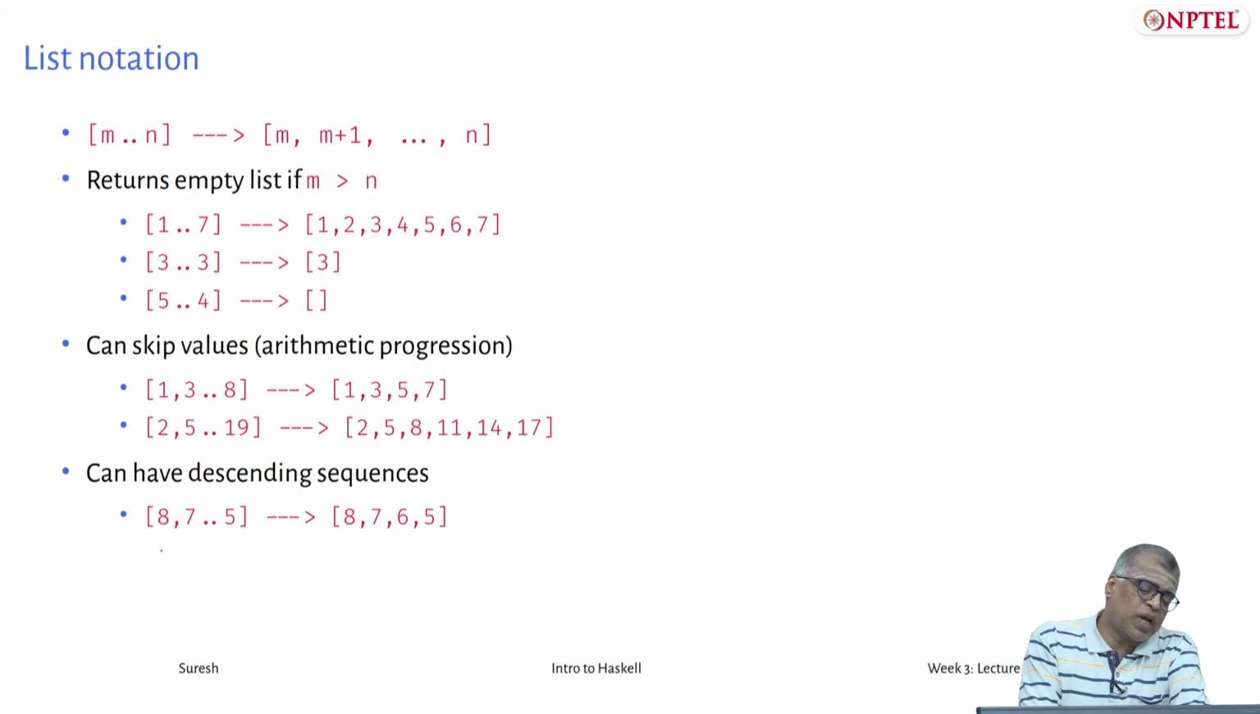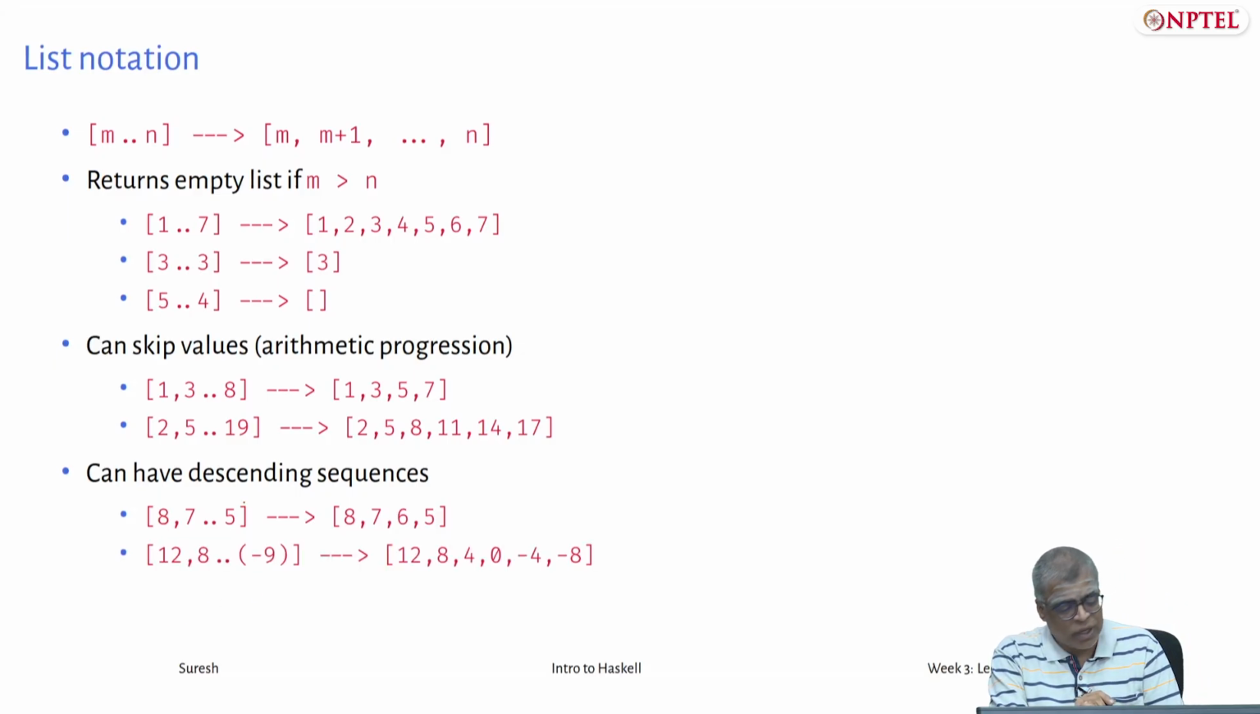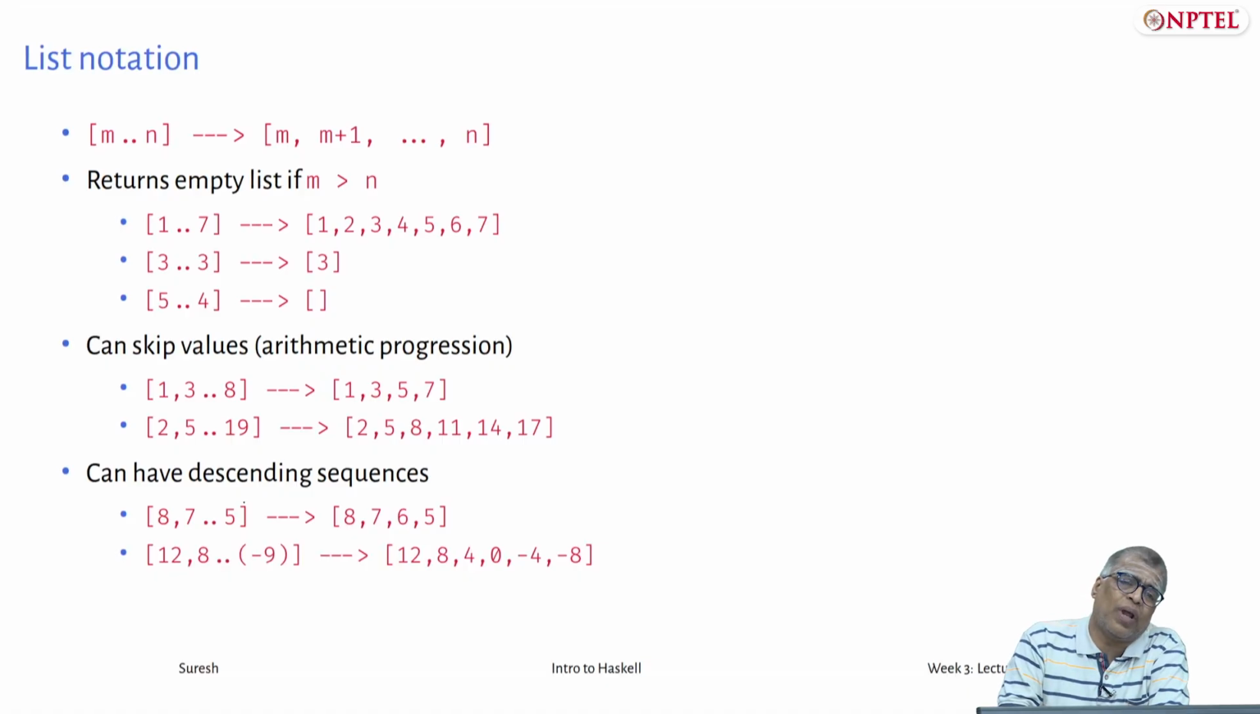Here is another sequence, 8, 7 dot dot 5 will give you 8, 7, 6, 5. That is just a descending sequence, but I could also do something like 12, 8 dot dot minus 9. Here I am decreasing the number 4 each time. So I will get 12, 8, 4, 0, then decrease 4 from that, that is minus 4, minus 8. The next element would be minus 12, but that is on the other side of minus 9.